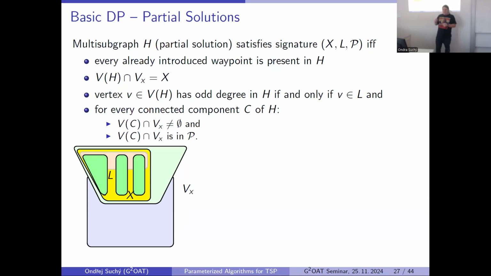We say it satisfies signature X, L, P if every already introduced waypoint is present in H, is visited. The intersection of this submultigraph with the boundary is exactly the set X. If a vertex has odd degree with respect to this partial solution, then it is in the set L, and in particular, it's in the boundary. And for every connected component, each of the components has some vertex from the boundary. And in fact, the intersection of the component with the boundary is exactly one of the sets of the partition.